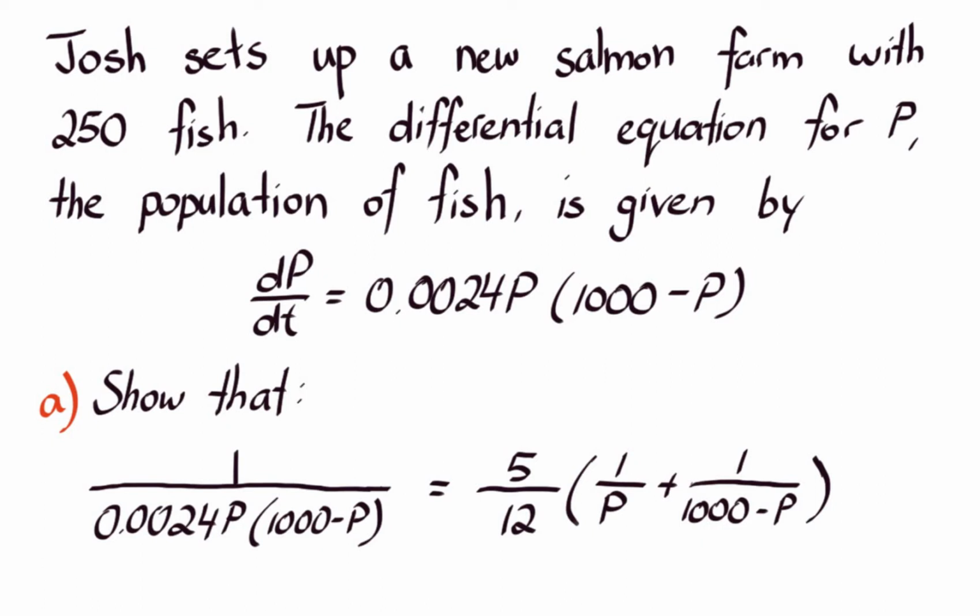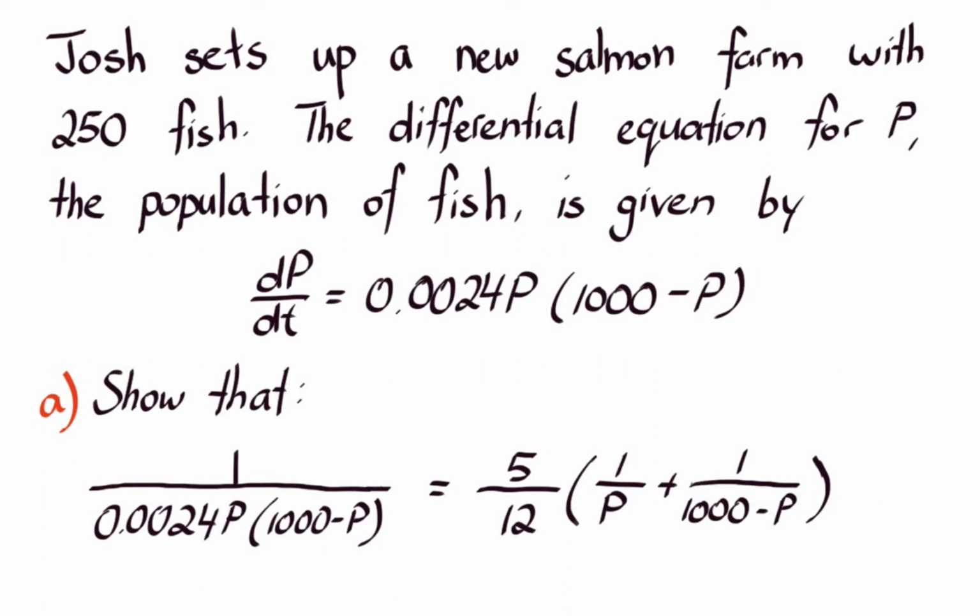So for part A, we need to show the following. We have this single fraction on the left, 1 over 0.0024P(1000 minus P). We need to show that that is equal to 5/12 times the bracket of 1 on P plus 1 on (1000 minus P). So it looks like we've just got an algebraic manipulation we need to do here.